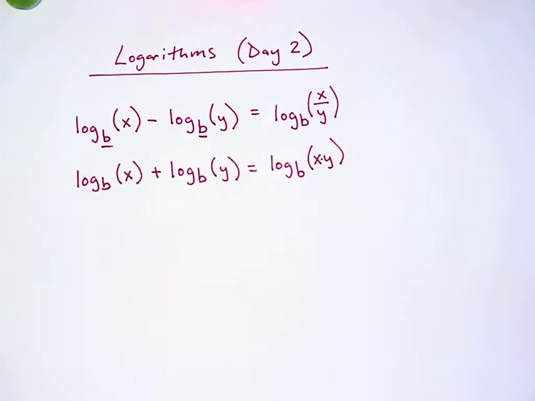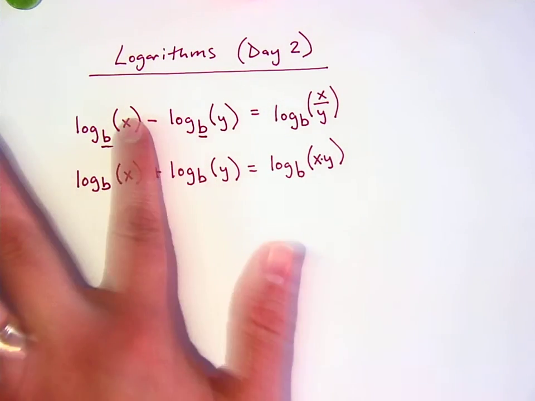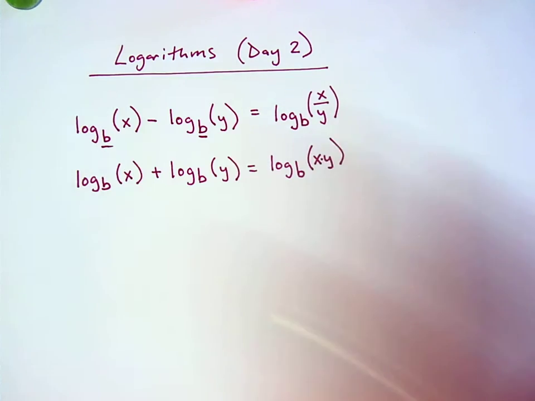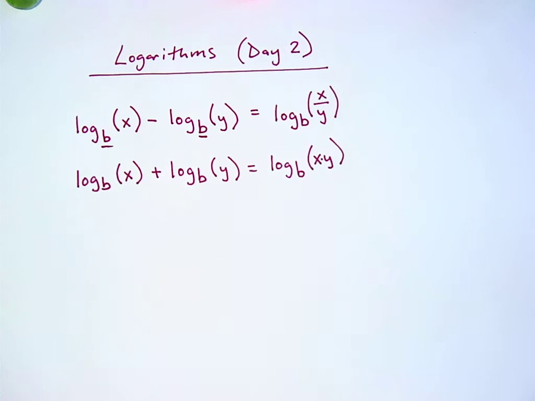Okay, so basically if there's an addition between the logs, you can combine them together by multiplying, and if there's a subtraction between the logs, you can combine them together by dividing. I don't have a great reason why this is true. It's just a rule that I've memorized for logs and exponential functions. Well, I guess I do have a reason why it's true. Okay, I know why it's true, and here's why.